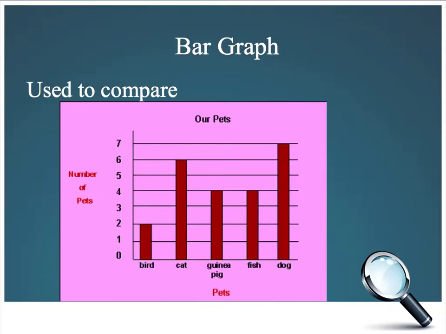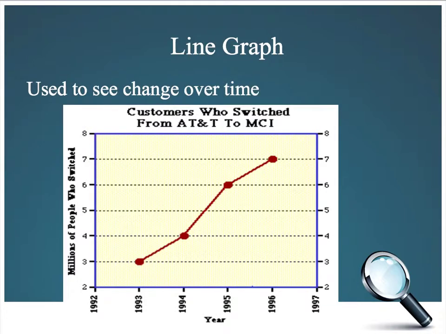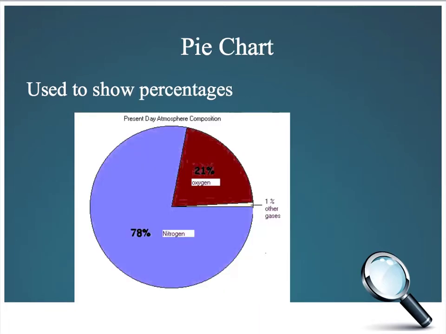Just to go over a few types of graphs, this is a bar graph used to compare categories of things. This is your independent variable on your x-axis, dependent variable on the y-axis. Here's a line graph. It's used to see change over time. So time in this case is our independent variable, and millions of people who switched from AT&T to MCI is our dependent variable. So we're looking for a change over time. And it looks like it increased over time, which makes sense because really MCI is not around anymore. Alright, so a pie chart is used to show percentages. Our whole is equal to 100%, and each part adds up to some percent of that, and it gives you an idea of a composition.